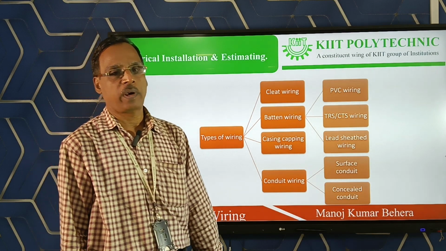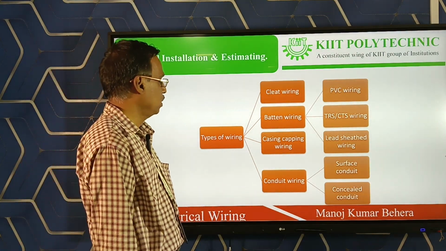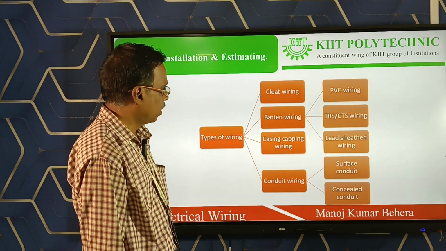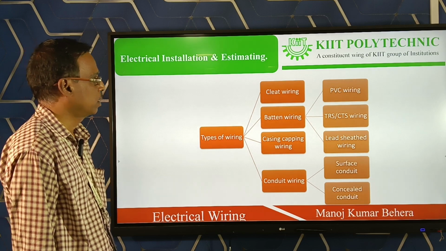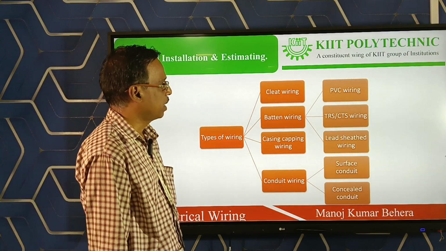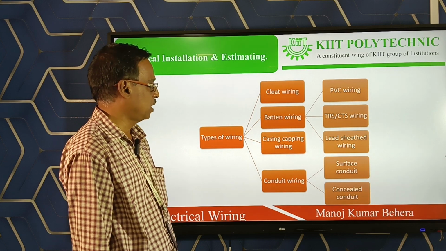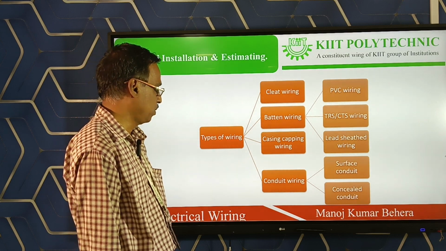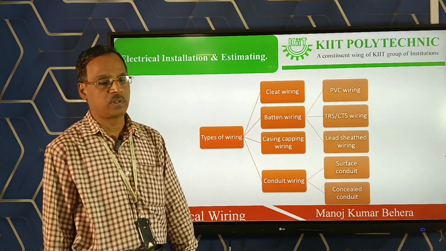What are the different types of wiring? See here. First one is cleat wiring, and batten wiring, casing capping wiring and conduit wiring. Batten wiring is classified into PVC batten wiring, CTS TRS wiring and lead sheath wiring. And conduit wiring is classified into two types, that is surface conduit and concealed conduit.